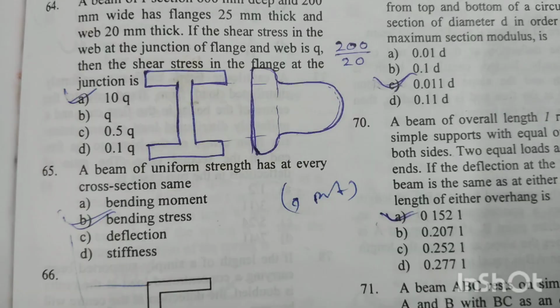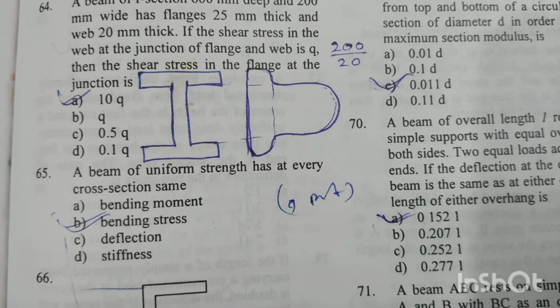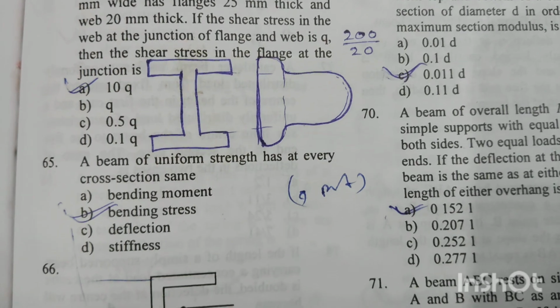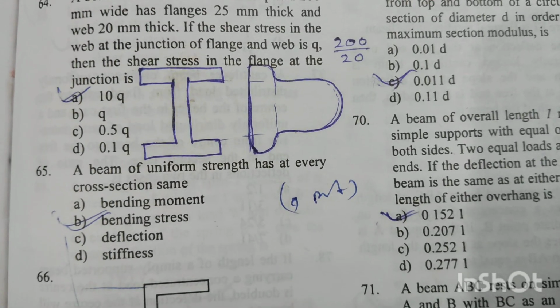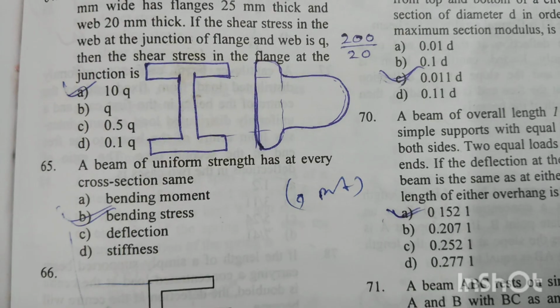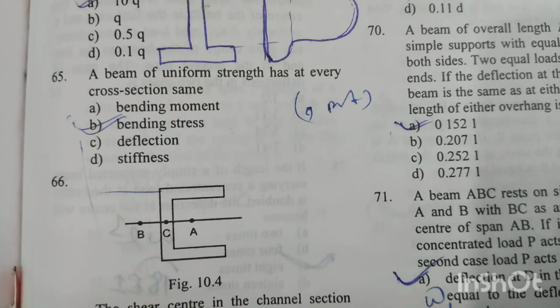Question number 65. A beam of uniform strength has at every cross section the same bending stress. Option B is the right answer. A beam of uniform strength is a beam in which the maximum bending stress remains constant at every cross section throughout its length.